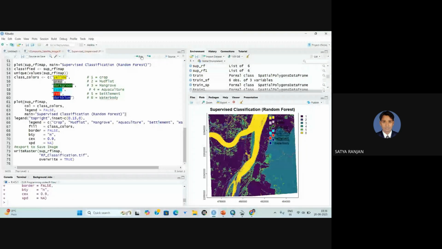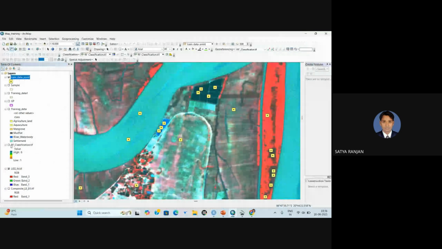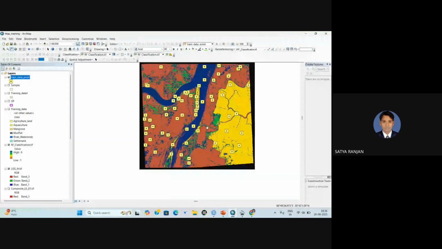This can be changed into different colors, like the green color is the mangrove, the blue color is the river, the yellow color is the agricultural land, and the red color is the settlement areas. Likewise it is classified in the random forest classification. This image is copied from these areas. So this is the random forest classification of particular areas.